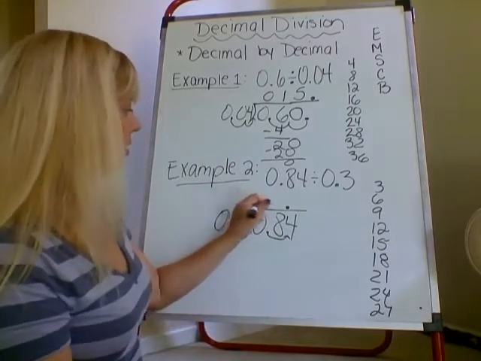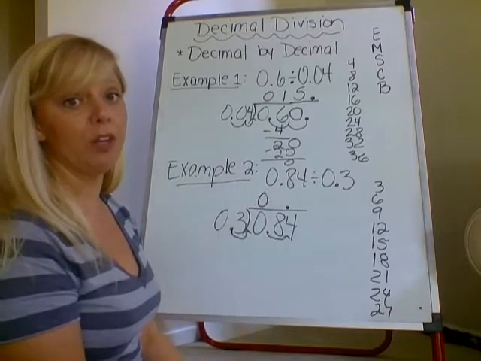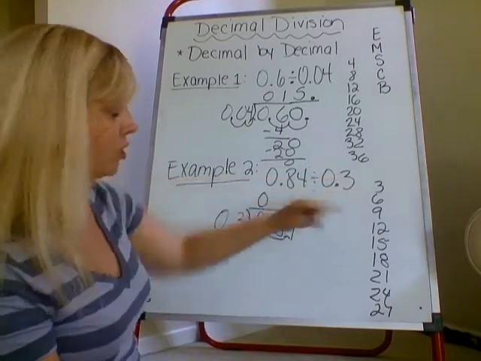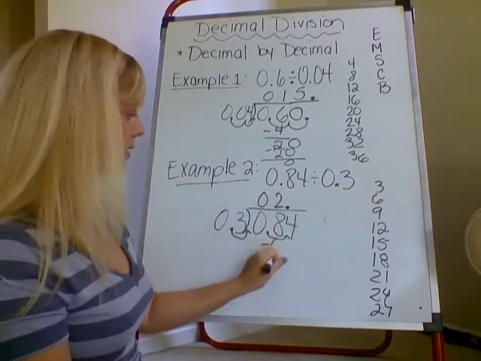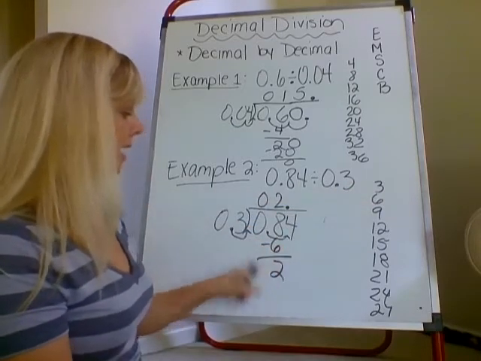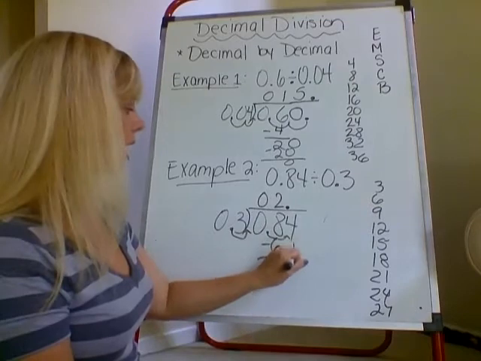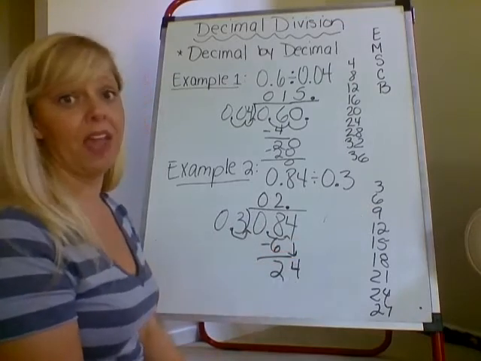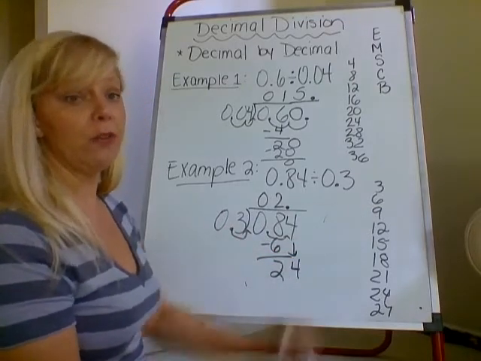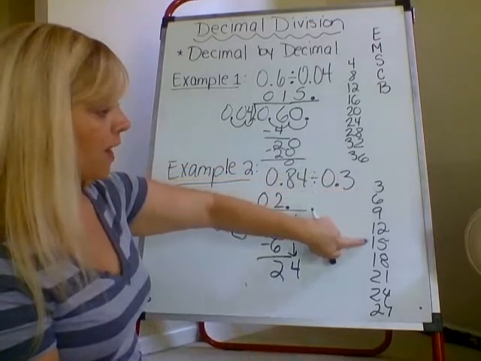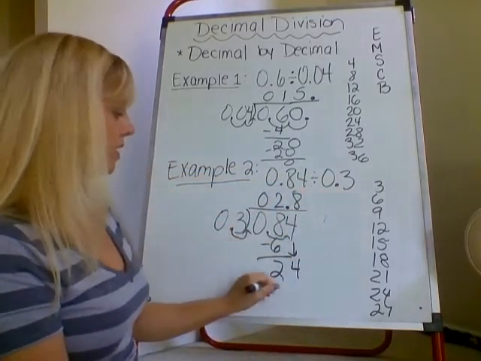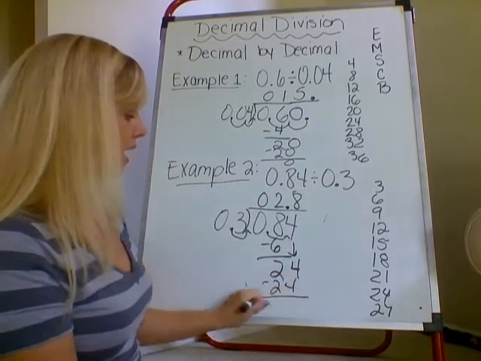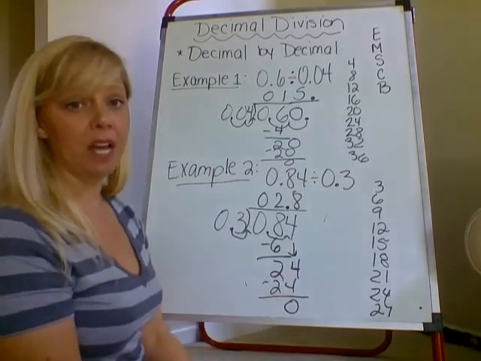How many groups of 3 are in 0? 0. How many groups of 3 are in 8? 1, 2. I multiply. 2 groups of 3 are 6. I subtract. I compare. It's less than. I bring down. I start over. How many groups of 3 are in 24? There are 8 groups. 8 times 3 is 24. It goes in evenly, so now I'm done.